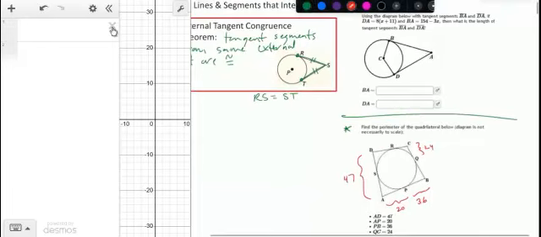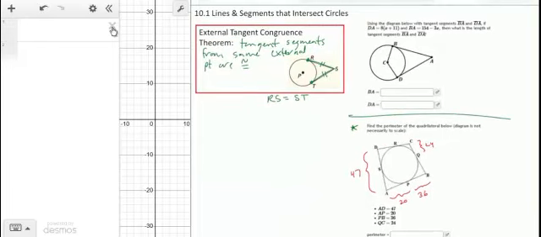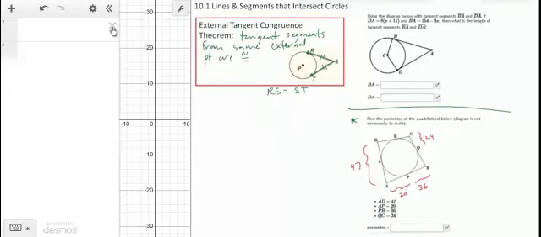Okay, based on the property that we were just talking about, what we know is that any of these tangent segments that originate from the same point are the same. So AS and AP are the same. PB and BQ are the same. CQ and CR are the same. DR and DS are the same. So once we label these, if AP is 20, then this measure is also 20. If PB is 36, this measure is also 36. If QC is 24, this measure is also 24.